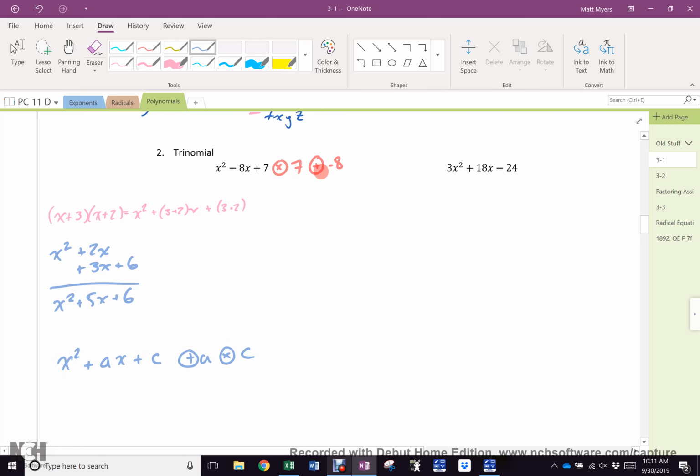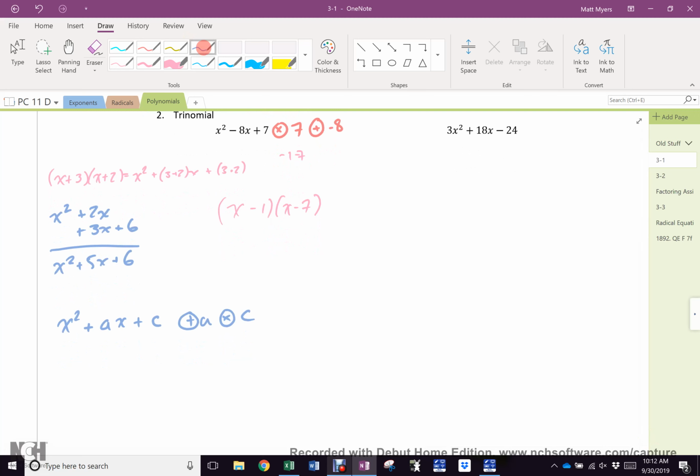So what are they? What are the numbers that multiply to 7? There's only one choice. It's got to be 1 and 7. And somehow I have to make 1 and 7 add to negative 8 and multiply to positive 7. So they both must be negative, right? So it is x minus 1, x minus 7. Yes? But obviously we need some reminders of this. So x squared plus 6x plus 8. Do that one.